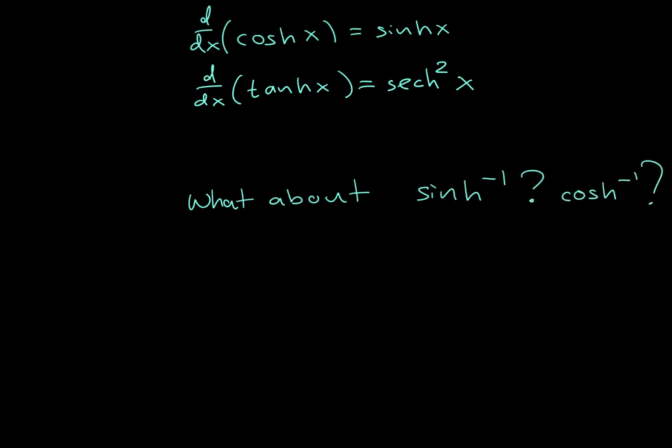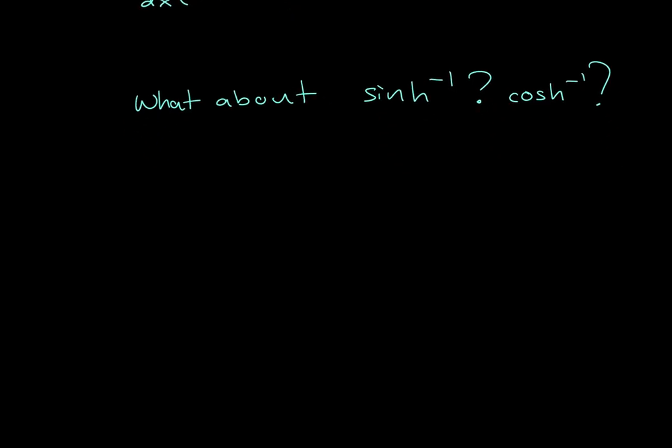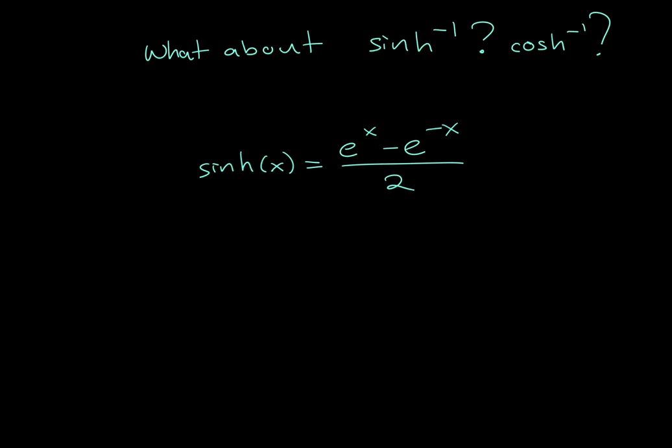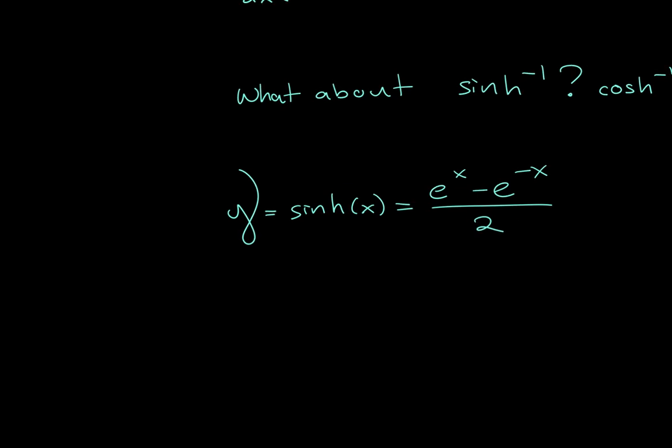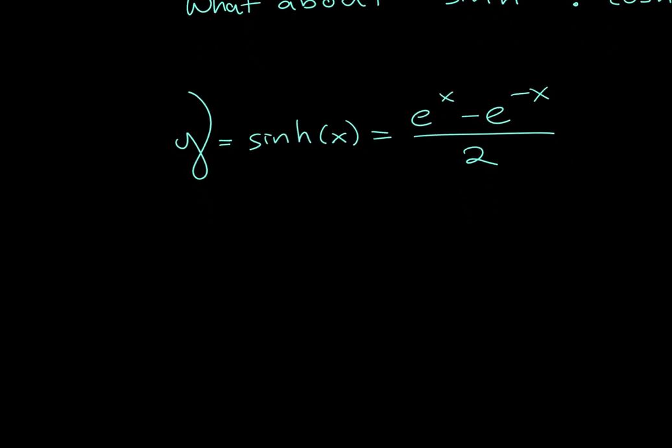All right, well, how do you find inverse functions in general? I know that sinh of x is equal to e to the x minus e to the negative x, all divided by 2. And I can name sinh of x y. The whole process for finding inverse functions is you switch x and y and solve for y. So let's try doing that. Our goal is to figure out what sinh inverse is.